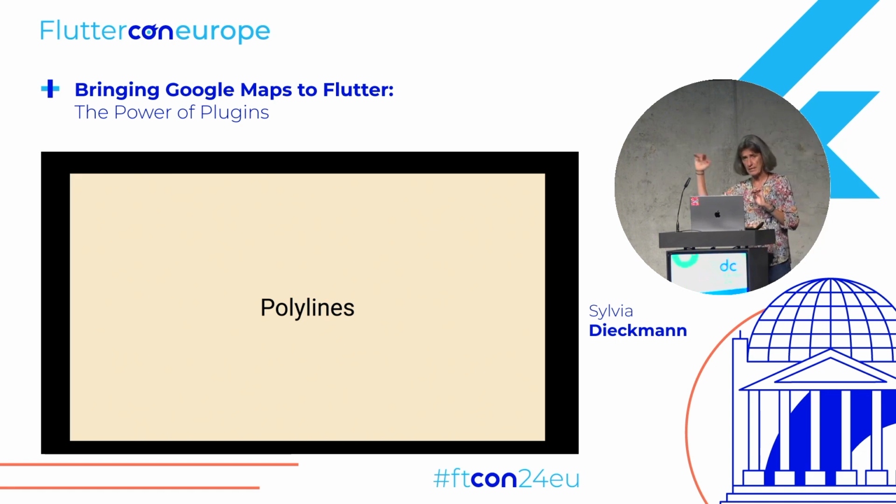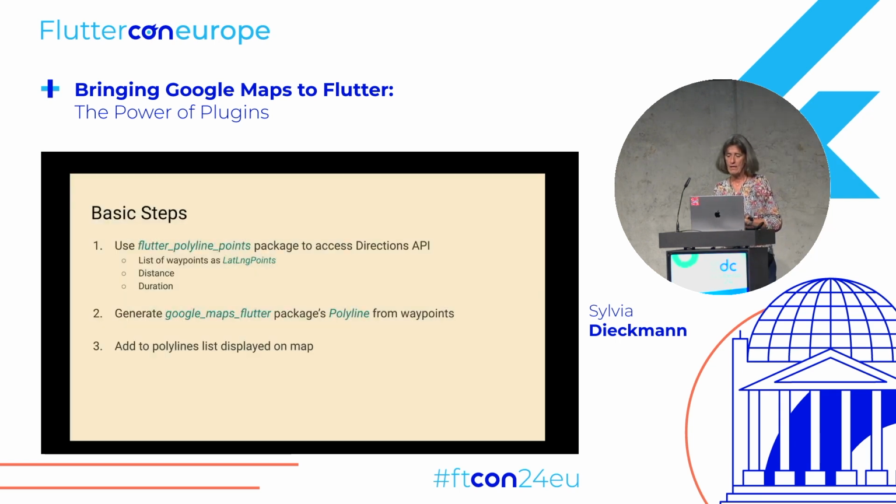That's kind of the routing information between 2 points. So here I'm using a new package again, the Flutter Polyline Points package. Try to say that 5 times fast. And I'm accessing a new cloud API, the Directions API, through this package. This Flutter Polyline Points package gives me a list of waypoints, each of them coded as lat-long points. And in addition, also the distance and duration. I'm not showing you here how to display the distance and duration, but you get the idea, I hope.